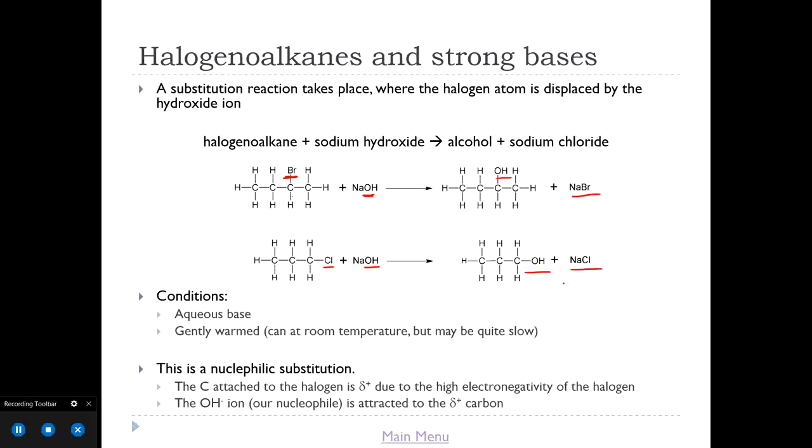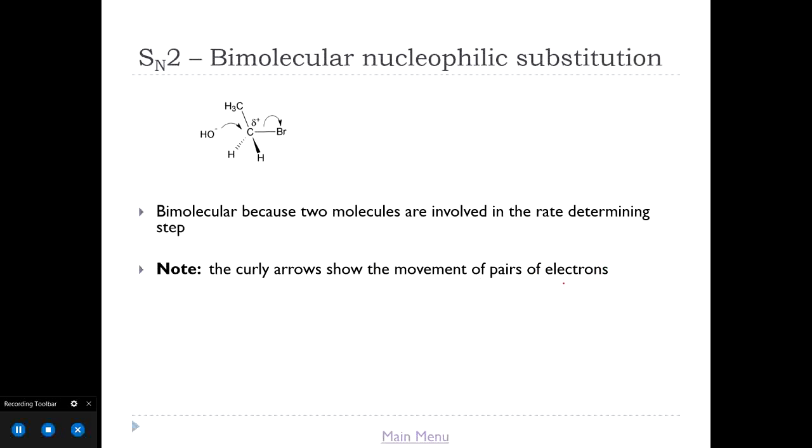Now, there's two different types of nucleophilic substitution depending on what classification of halogenoalkane we have. The first type is an SN2 reaction. What SN2 stands for is bimolecular, hence the 2. So bimolecular nucleophilic substitution, hence the N for nucleophilic and the S for substitution. So again, bimolecular nucleophilic substitution reaction.